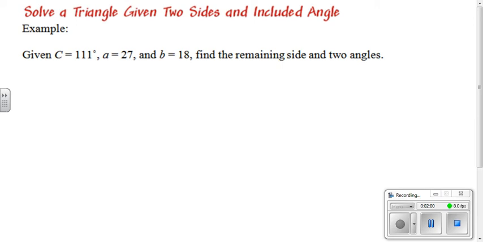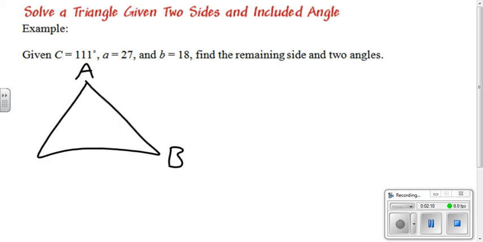So in this case, if we are given a triangle with 2 sides and an included angle, let's say our triangle looks something like this. We have A, B, and C. This isn't drawn to scale, of course, but this is C. Angle C is 111 degrees. Little a is going to be over here, equal to 27. And little b is going to be over here, equal to 18. We need to find the remaining side and the 2 angles that correspond with the other ones.